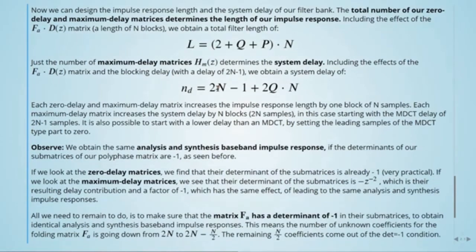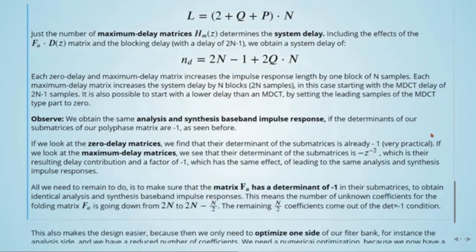Each zero delay and maximum delay matrix increases the impulse response length by one block of N samples, and each maximum delay matrix increases the system delay by N blocks, so 2 times N samples. In this case, starting with the MDCT delay of 2 times capital N minus 1 samples. It is also possible to start with a lower delay than an MDCT by setting the leading samples of the MDCT type part to 0.